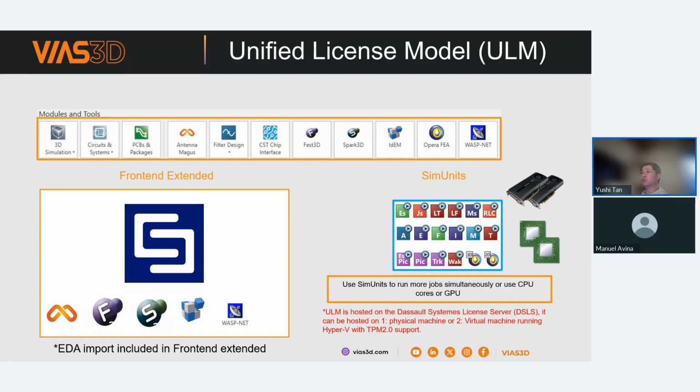Now the front ends are still going to be specific to that respective tool, right? For the CST front end, for example, you're grouping all these antenna magus, the VIAS 3D, Spark3D, EDM, and WaspNet, and the CST interface. Combine everything into a single extended front end. Now, with this new licensing, you will be able to access all these tools in the front end.